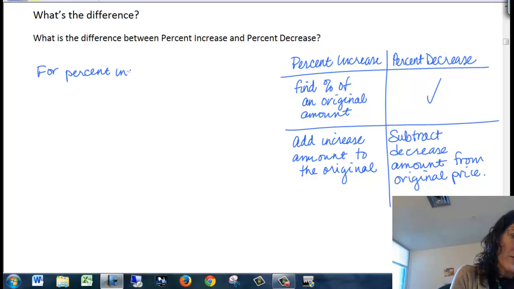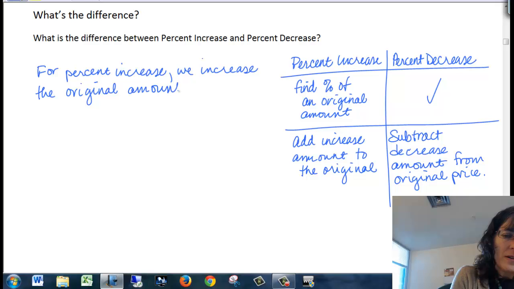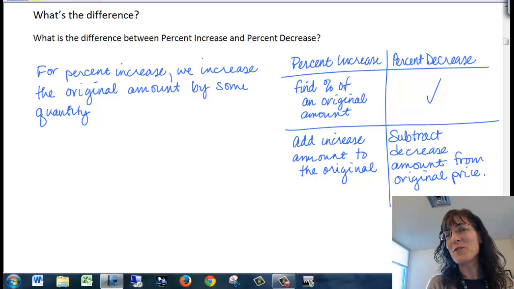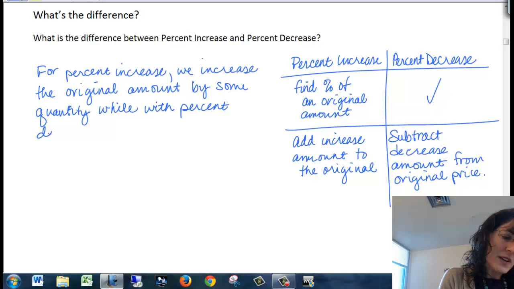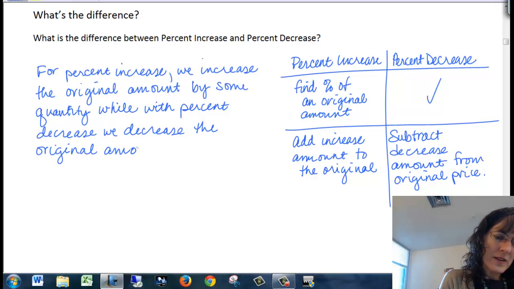A percent increase increases the original by some quantity. And here's my $50,000 math word for find the difference between: I'll say while with percent decrease, we decrease the original by some quantity.